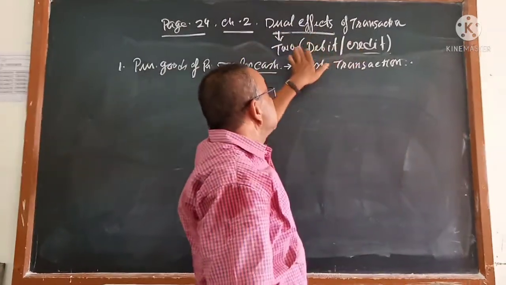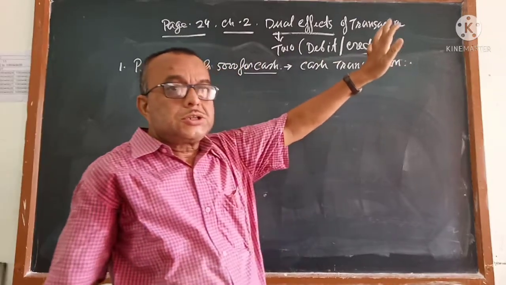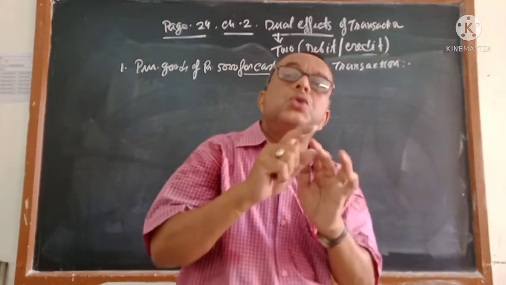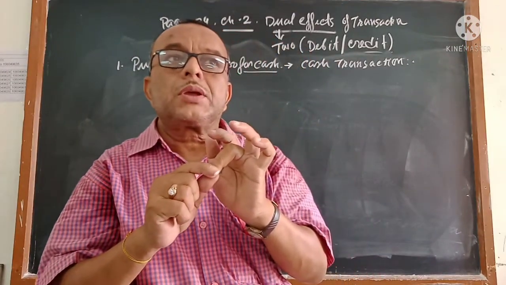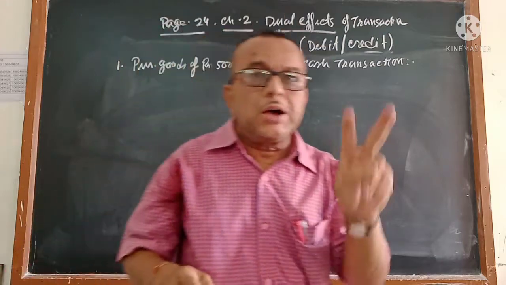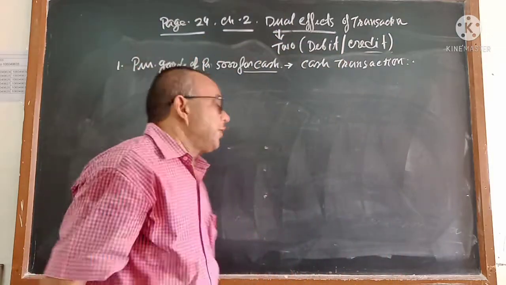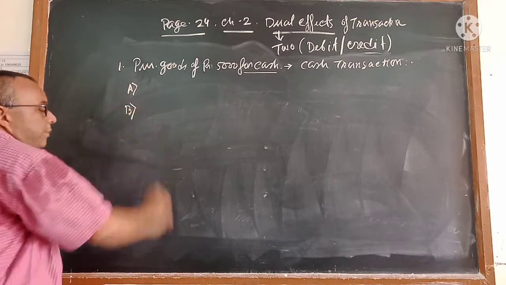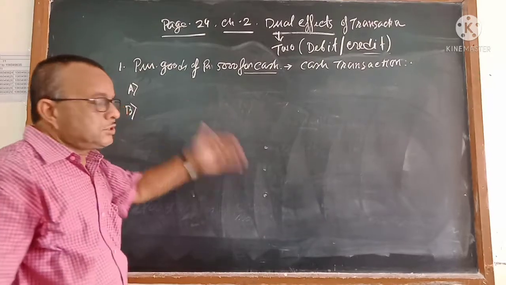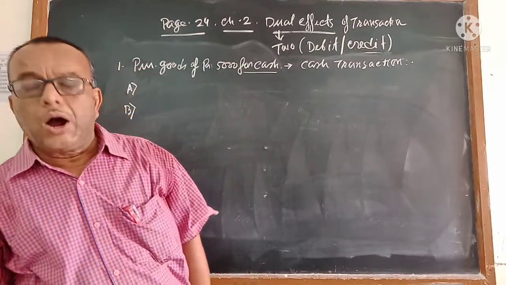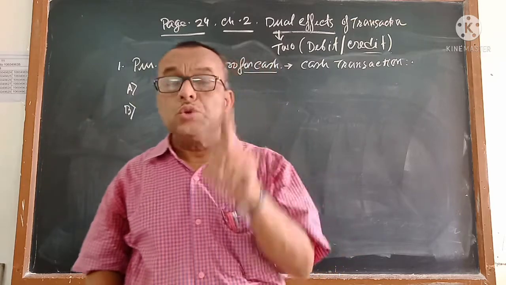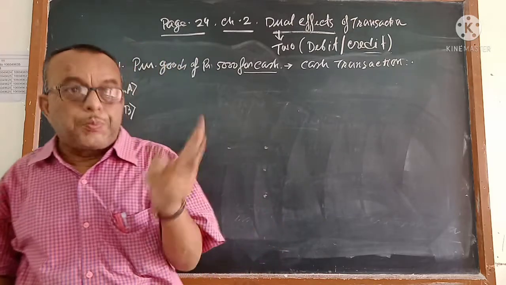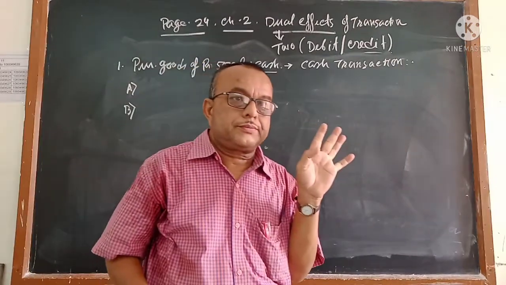Dual effect of the transactions means two effects of the transactions. One is called the debit effect and the other is called the credit effect. Which one is called the debit effect? Which one is called the credit effect? That I will tell you afterwards. But first you find out the two effects. So the first effect I am taking as A and the second effect as B. Below the transaction we will write like that. How to find out the two effects? Keep in mind, the two things exchanged between the two parties are the two effects.